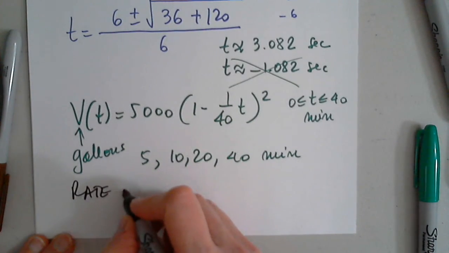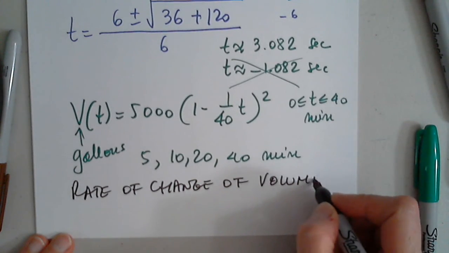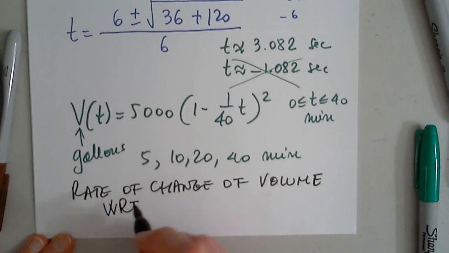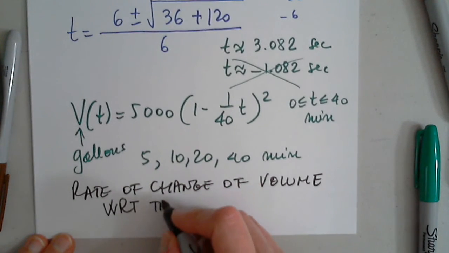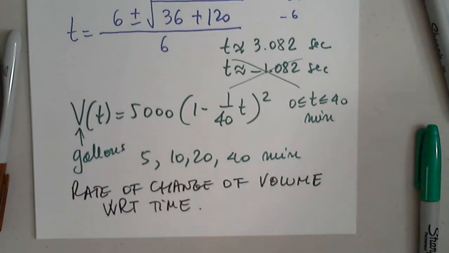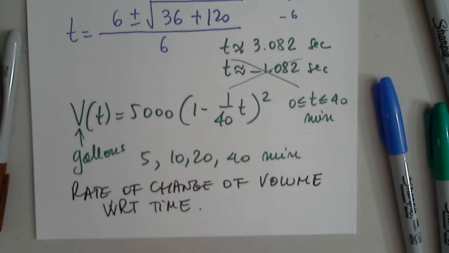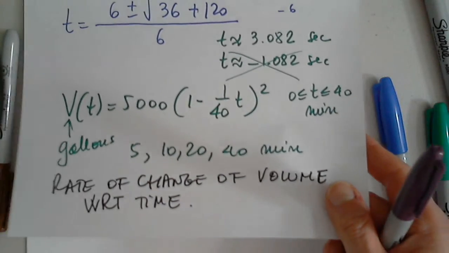Rate of change of volume with respect to, that's how lazy people write, with respect to time. What is that? What does it mean? Anyone? So once again, we are asked to find the rate at which water is draining from the tank after 5, 10, 20, and 40 minutes. It's going to be like gallons a minute. Right. So how do I determine that?